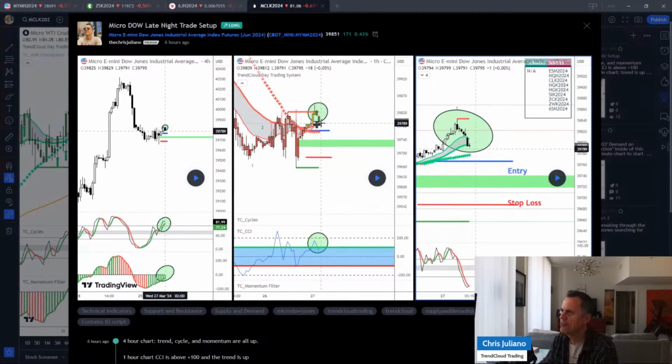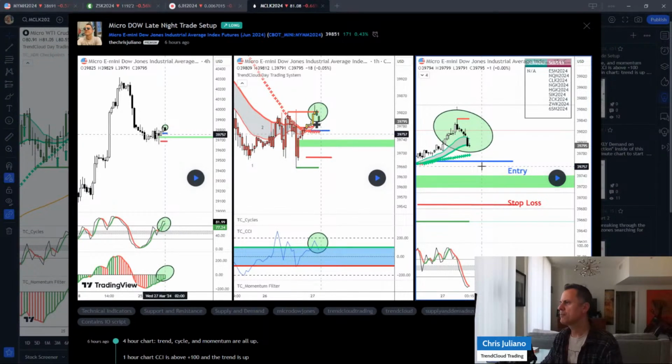Look what we have on the middle time frame. I circled everything for you guys to see. Candles are just starting to turn green, and we got the crossover on the 1-hour chart. CCI indicator above positive 100. So we've got momentum and trend across multiple time frames going to the upside.